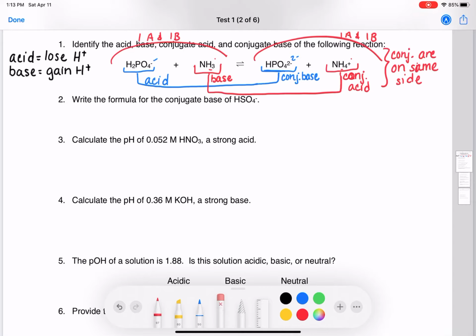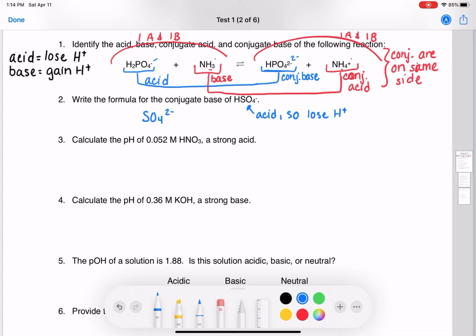Write the formula for the conjugate base of HSO4-. We're looking for the conjugate base of HSO4-. So that means we're thinking about this as being an acid. And if it's being an acid, that means it's going to lose a hydrogen. So the conjugate, let's write that down. So it's going to lose H+. So the conjugate base is going to have 1 less hydrogen, so it'll be SO4, and it's also going to lose a positive charge. So it's going to go from -1 down to a -2 because it's losing a positive charge.